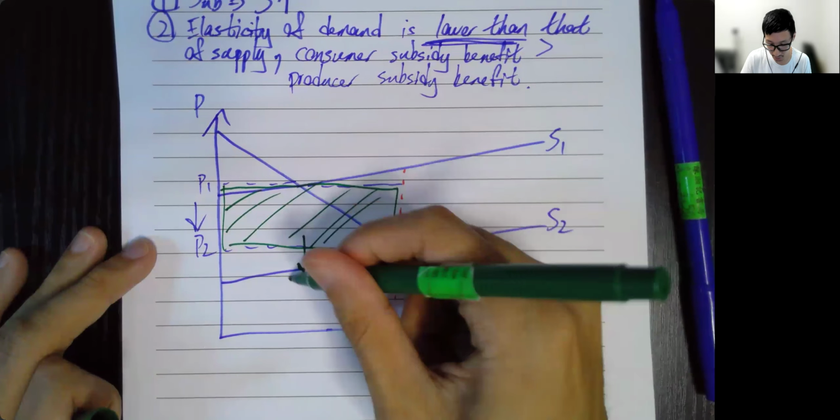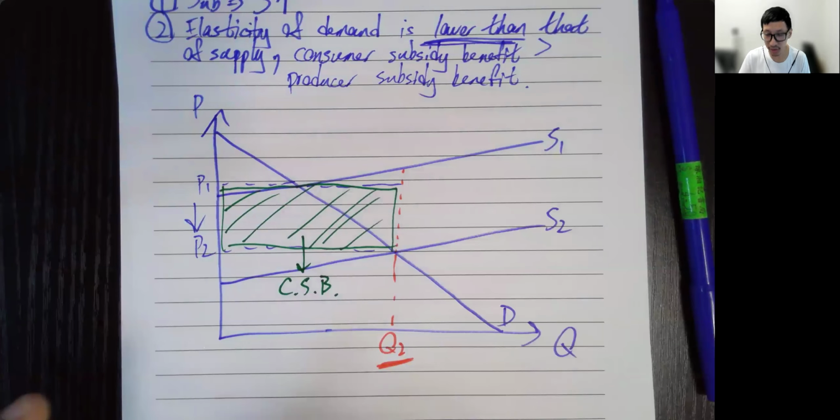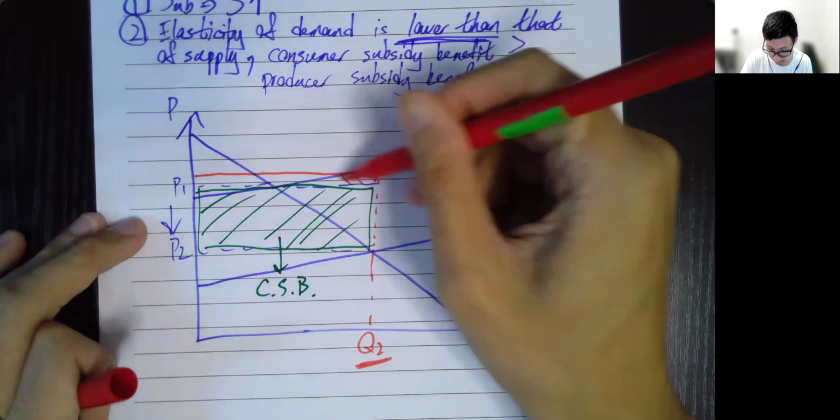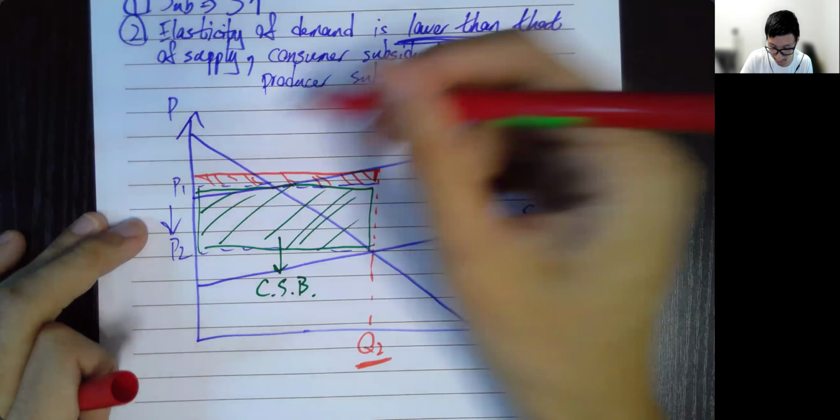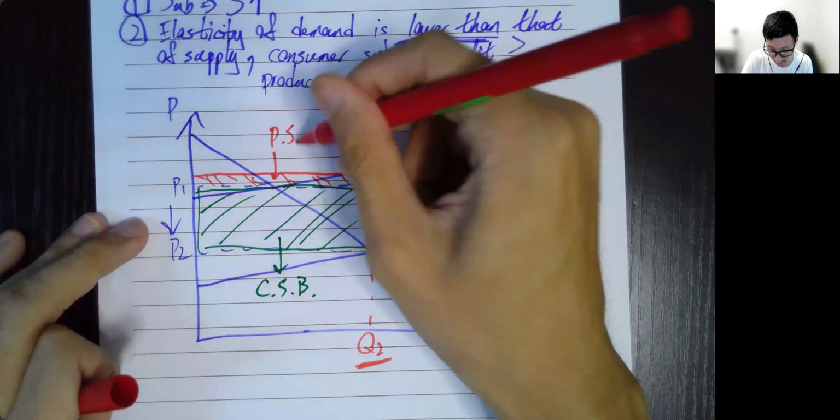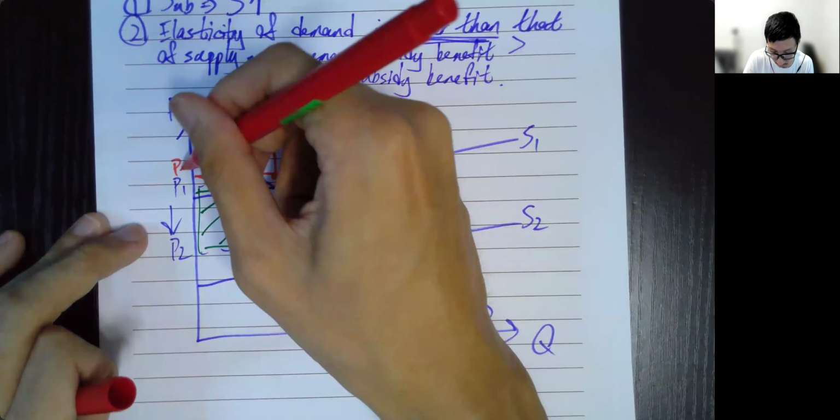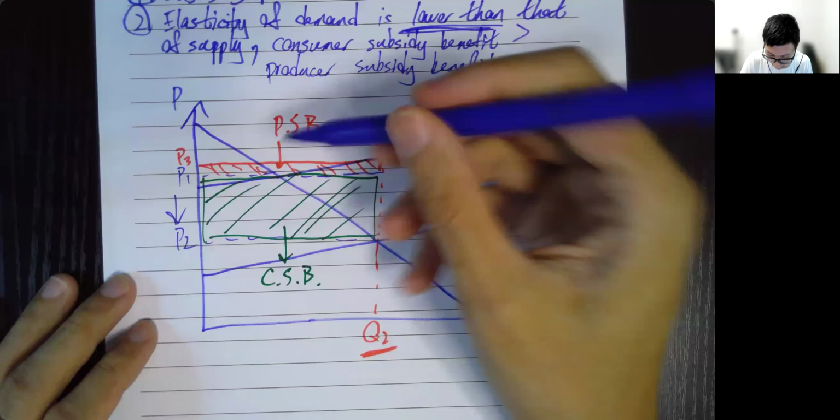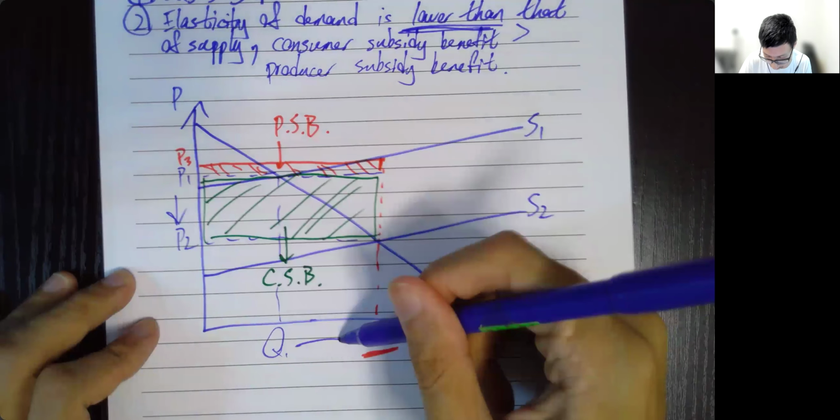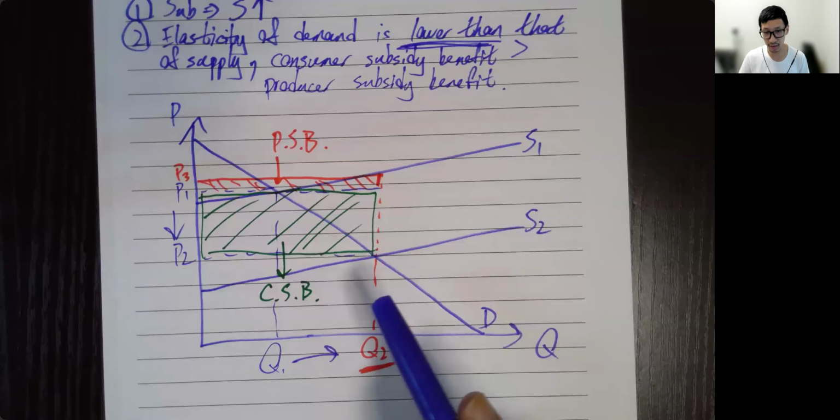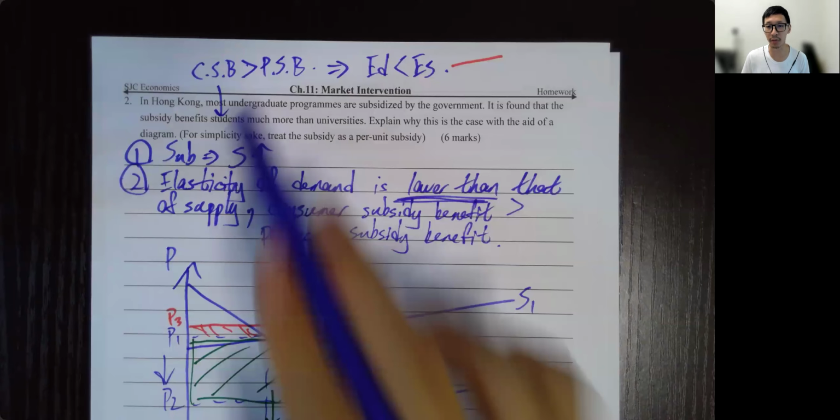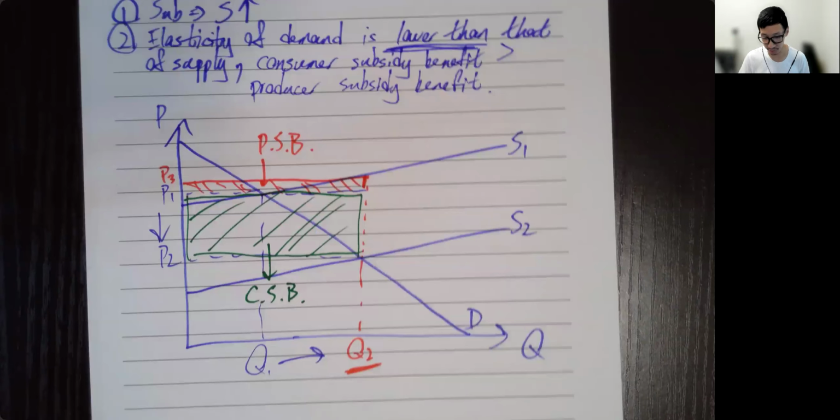Okay, this is our consumer subsidy benefit. But you see here, we still have a little bit of subsidy left. Okay, so this part, the little bit of subsidy left will be our producer subsidy benefit. Okay, we finish the graph with P3 and we also find our Q1. Now let's check. Consumer subsidy benefit larger than producer subsidy benefit. Exactly what we want. Okay, so GG easy, right?